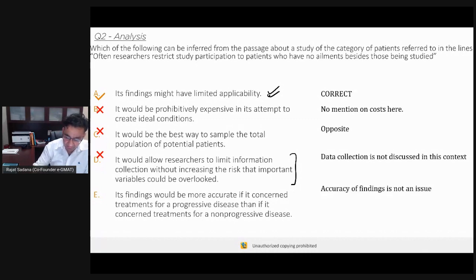This progressive versus non-progressive diseases is given as an example where, if you include a larger variety of patients, what would be the benefit of that? Not in the case where you include a smaller variety of patients or patients who only have this disease, or not for a trial that's done under ideal conditions. Again, knowing the context is really important. About 65% of you chose choice A, which is the correct answer, as you can see over here as well.